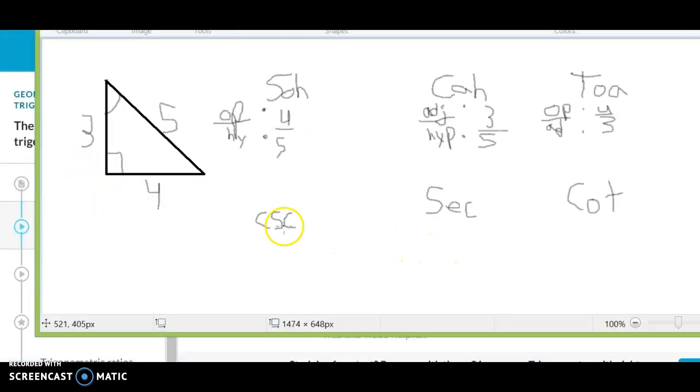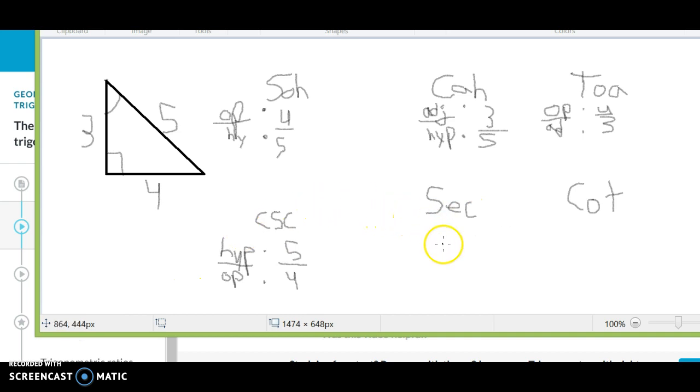Next, we have the cosecant. The cosecant is the hypotenuse over the opposite, which is 5 over 4, which is also the reciprocal trig function of sine. Next, we will find the secant, which is the reciprocal trig function of cosine.